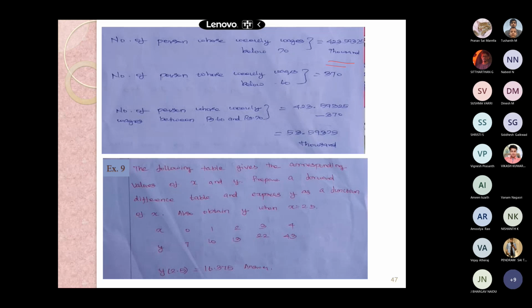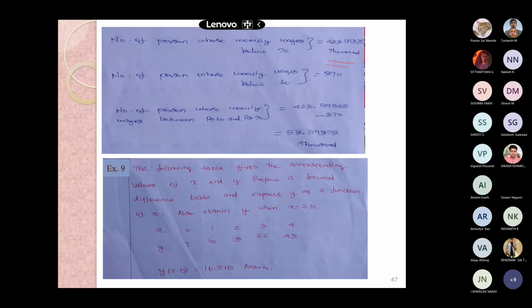Okay, exercise number 9. The following table gives the corresponding values of x and y. Prepare a forward difference table and express y as a function of x. Also obtain the y. We need to find the expression.